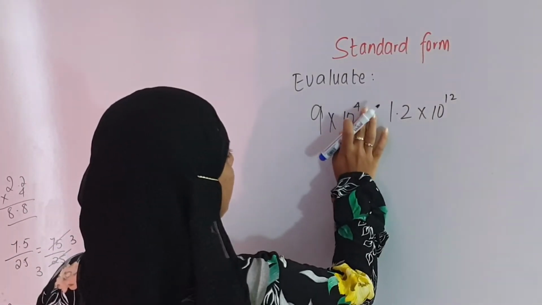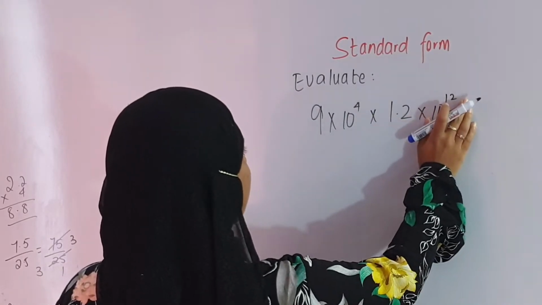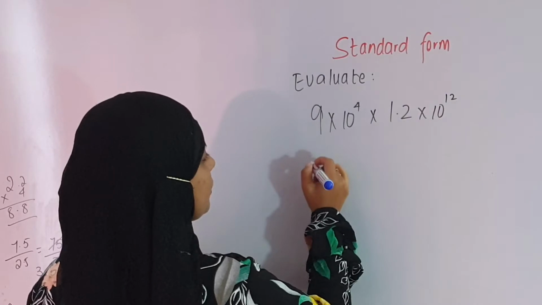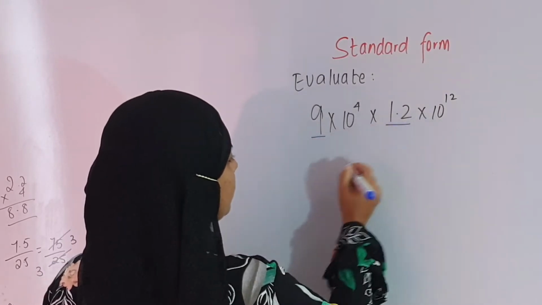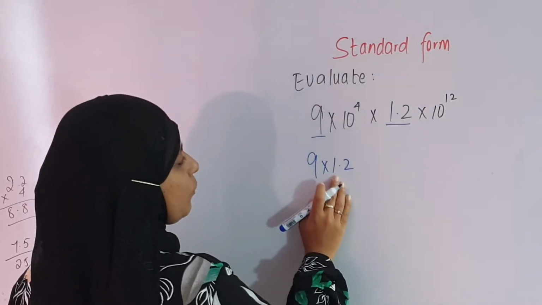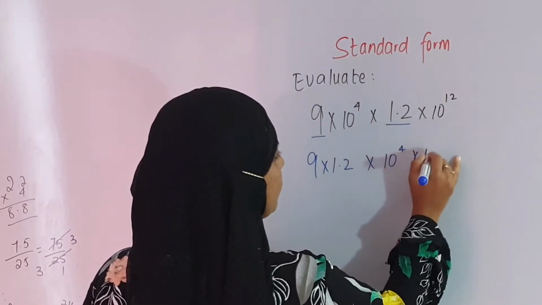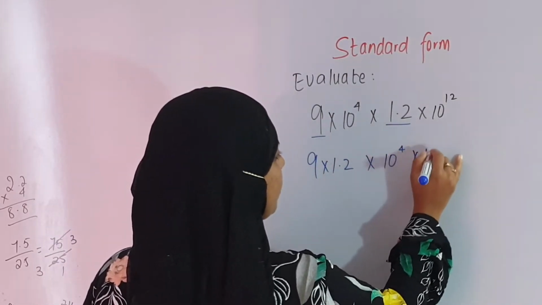9 times 10 to the power of 4 times 2 times 10 to the power of 12. Again, we have multiplication, so we take the numbers and multiply them together: 9 times 2, and 10 to the power of 4 times 10 to the power of 12, the powers after.